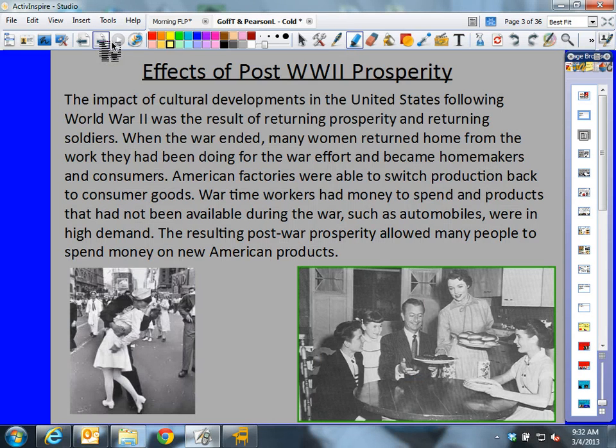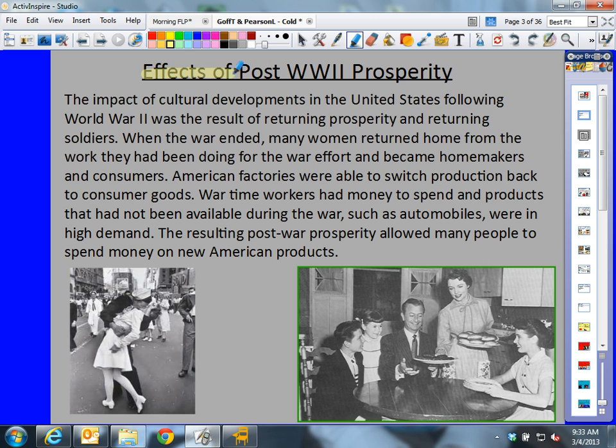So the first thing that we want to talk about today is the effects of post-World War II prosperity. The impact of cultural developments in the United States following World War II was the result of returning prosperity and returning soldiers. When the war ended, many women returned home from work they had been doing for the war effort and became homemakers and consumers. American factories were able to switch production back to consumer goods. Wartime workers had money to spend, and products that had not been available during the war, such as automobiles, were in high demand. The resulting post-war prosperity allowed many people to spend money on new American products.